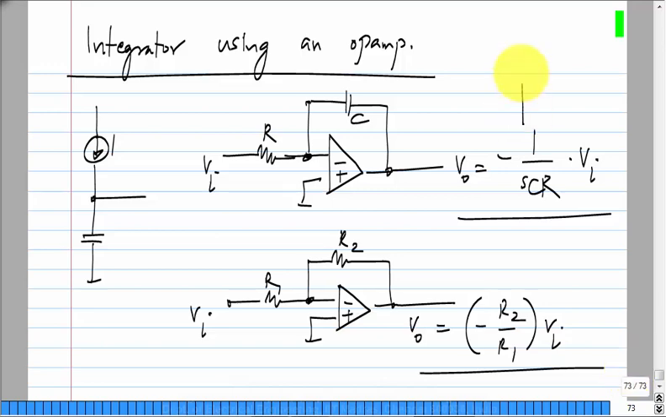Okay. And if you invert the Laplace transform, what is the relationship that you get in the time domain? What is it? Integration, fine. I mean, what's the expression?